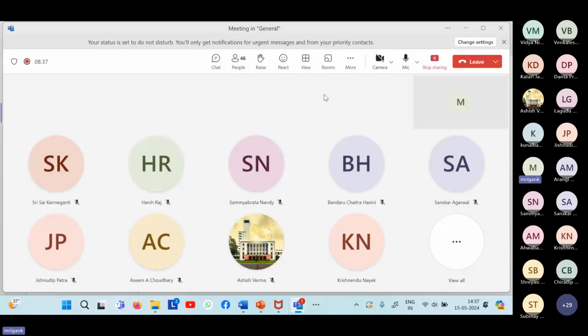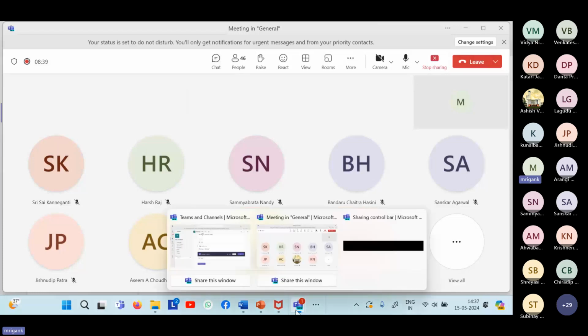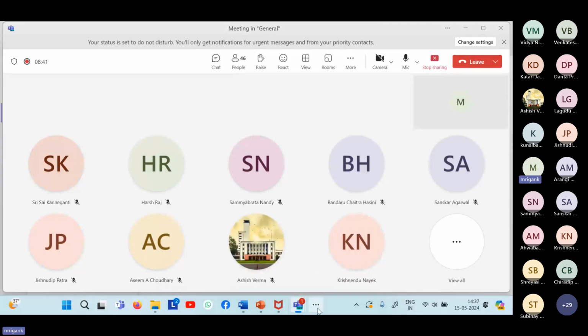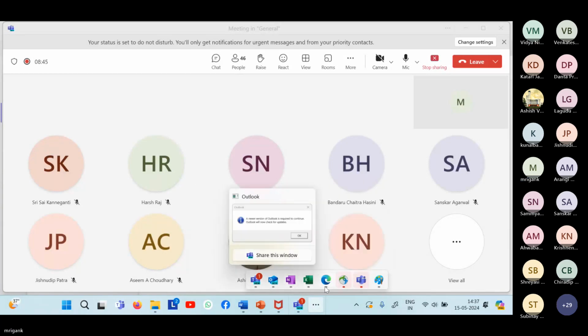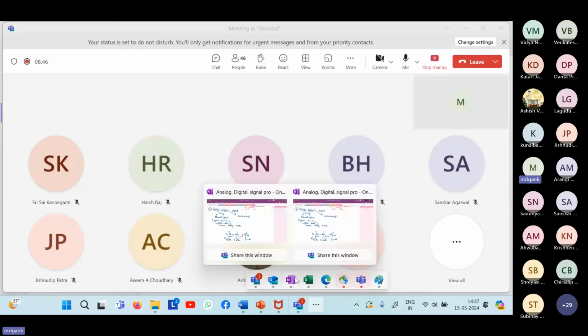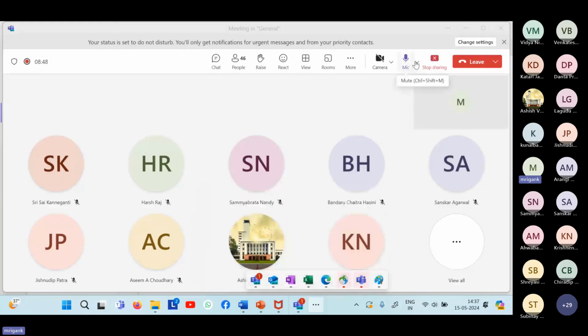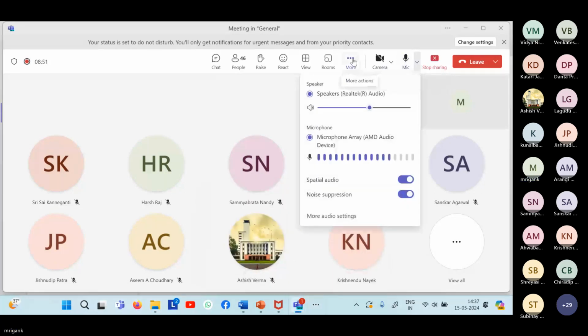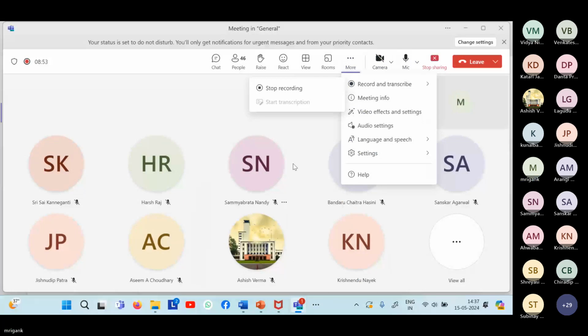All right. So now I guess you are able to see the screen, and I'll go to the OneNote, and the recording is already going on, I guess. Yes.